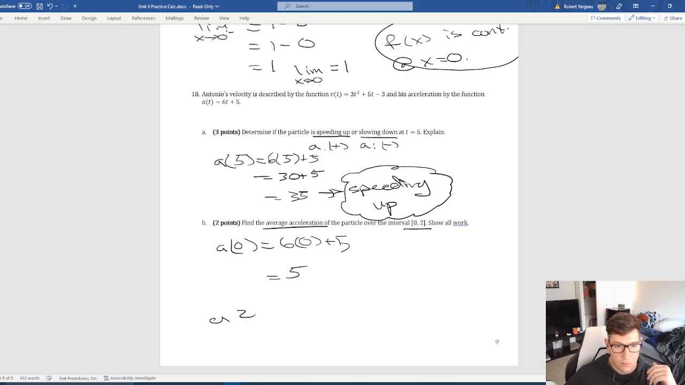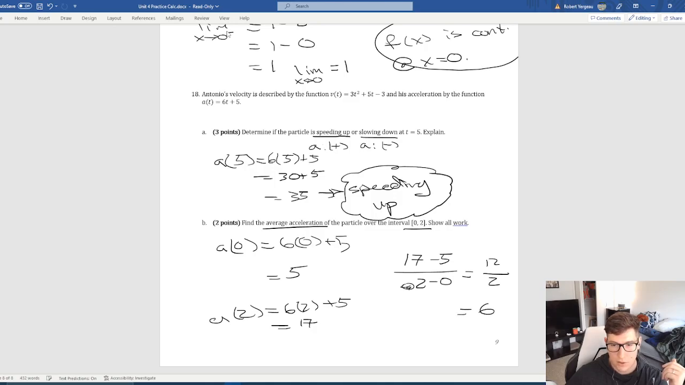Now I need the a of 2. It's going to be 6 times 2 plus 5. It's going to be 17. So when I'm looking for this, again, it's just slope. And so I'm going to have 17 minus 5 over 2 minus 0. 17 minus 5 is 12. Over 2 minus 0, well, that's 2. Which means that the average acceleration is 6. We're not given units, we can assume, I guess, units per second squared. But for now, 6. Again, just slope.